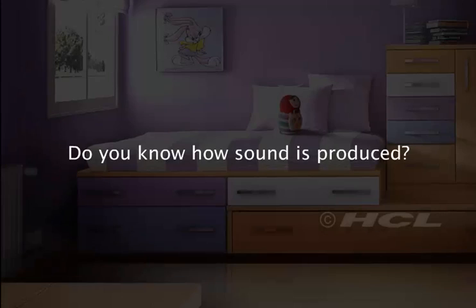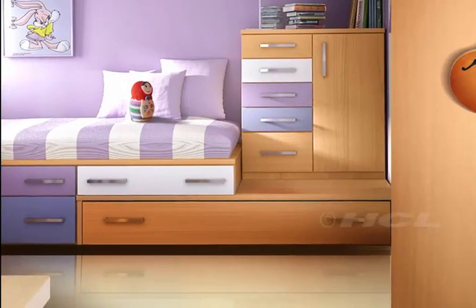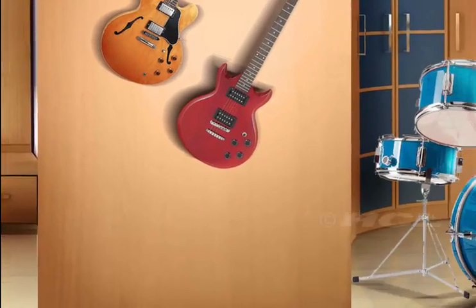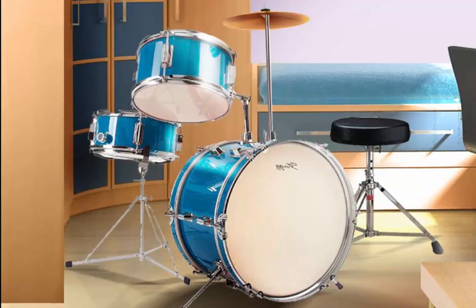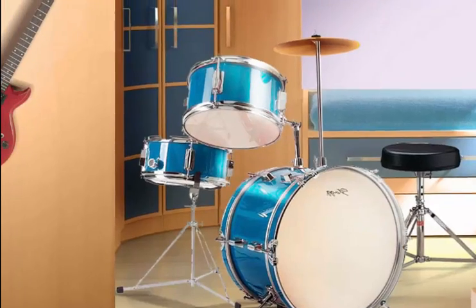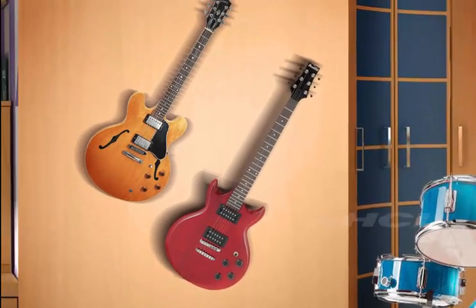Do you know how sound is produced? Through observing some day-to-day examples and doing some activities of your own, you can find out what produces sound. Let's consider the most common group of objects that produce sound.